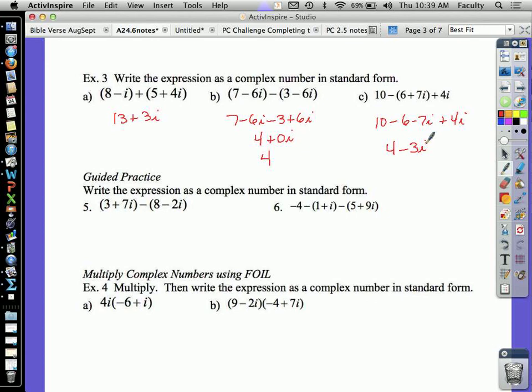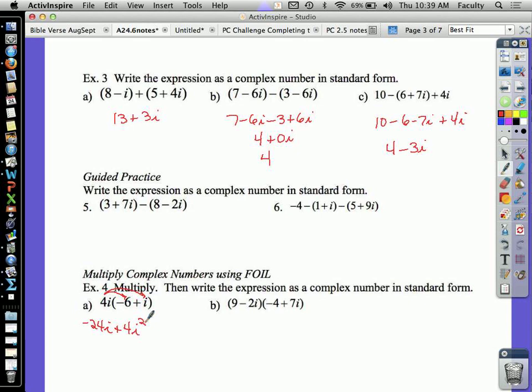All right, we don't have time for another guided practice. Let's get to multiplying. What you're going to do is use the distributive property or FOIL when you multiply. So this is minus 24i plus 4i squared.